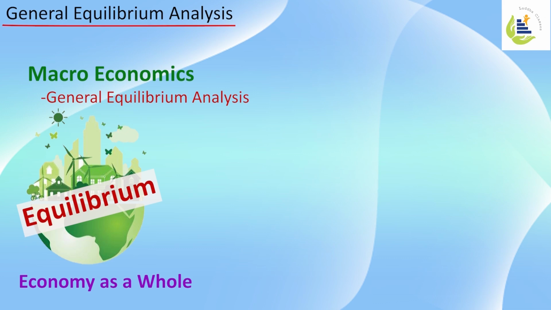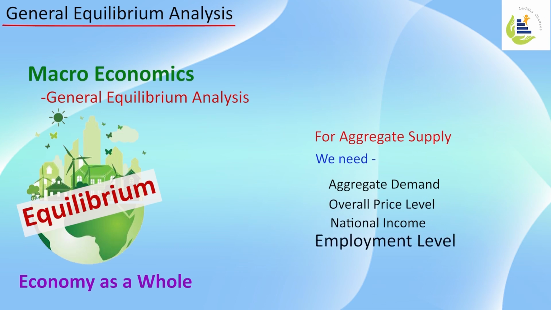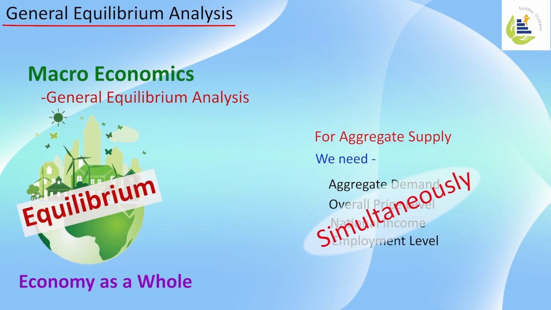In simple words, if I want to study aggregate supply, I'll have to study aggregate demand, overall price level, national income, national employment level. All those things have to be studied simultaneously, and their effects and interrelationships have to be studied together.